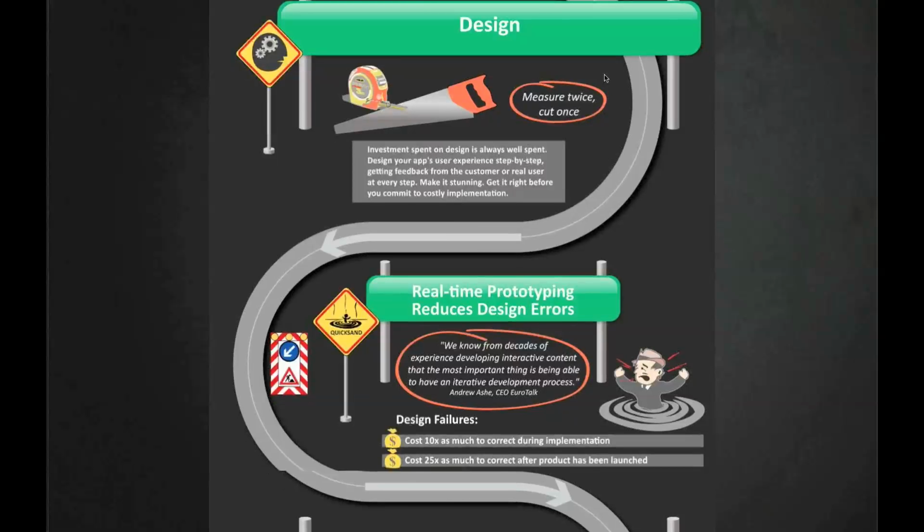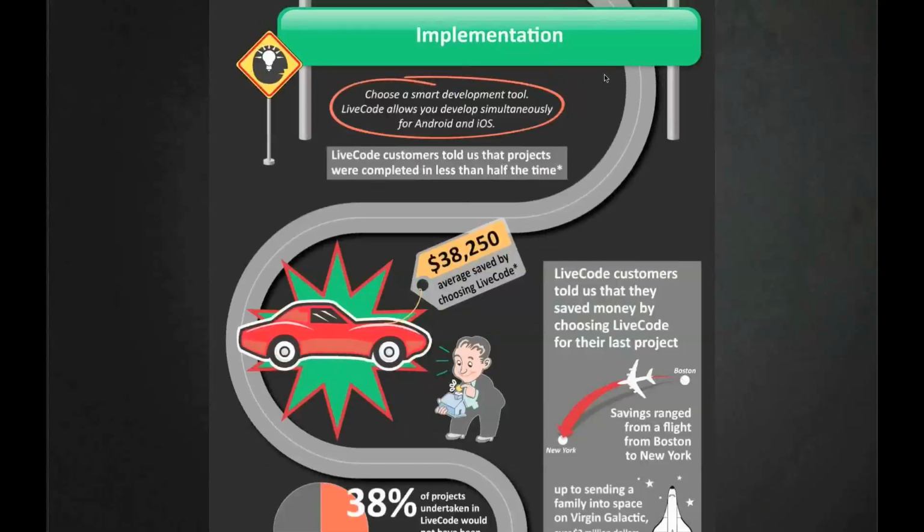So we then go on to implementation. Choose a smart development tool. LiveCode allows you to develop simultaneously for Android and iOS, and LiveCode customers told us that projects were completed in less than half the time. So an average saving for a customer choosing LiveCode was $38,000 per project.